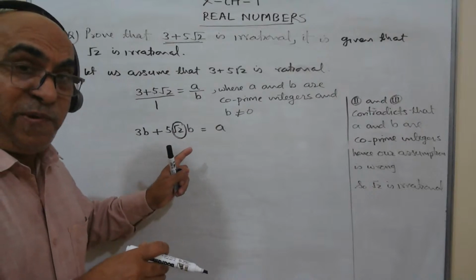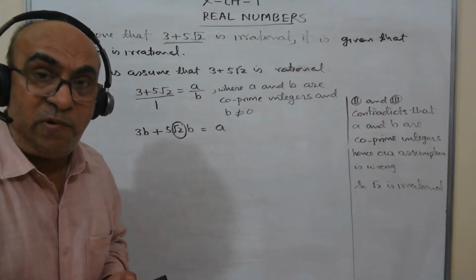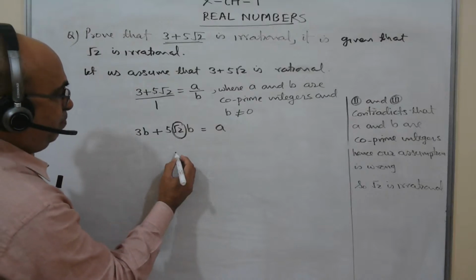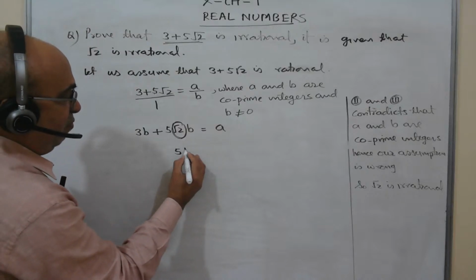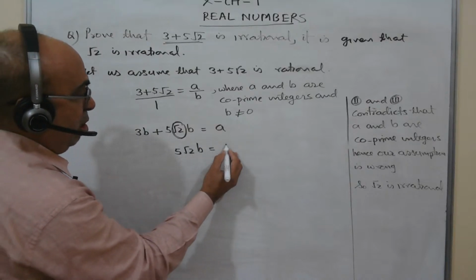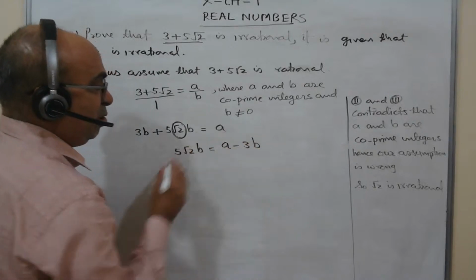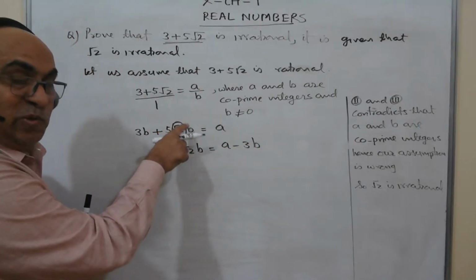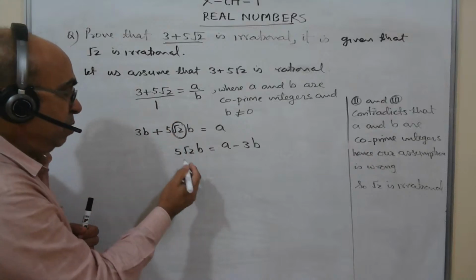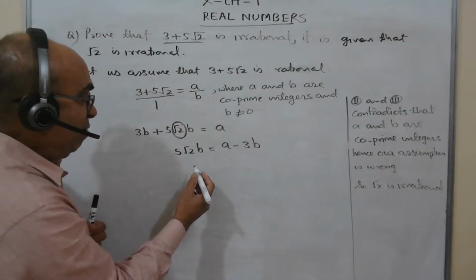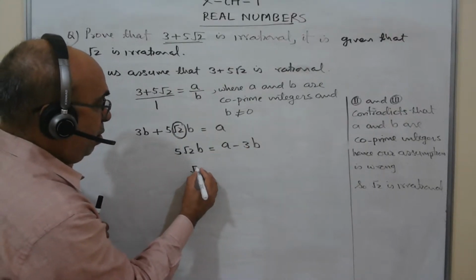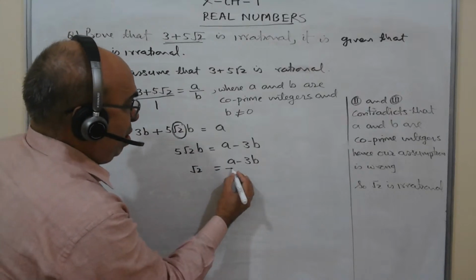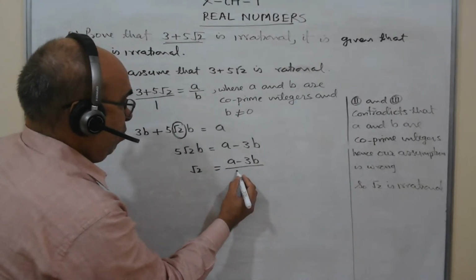In other words, find the value of root 2. Suppose root 2 is x, so find it by transposing terms. 5 root 2 b equals a minus 3b. What we are doing is making square root 2 the subject. So by transposing, square root 2 equals (a minus 3b) by 5b.